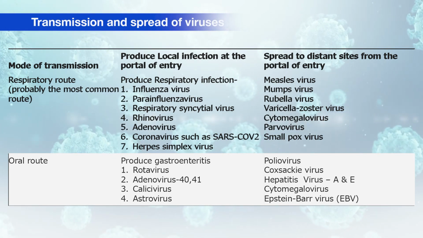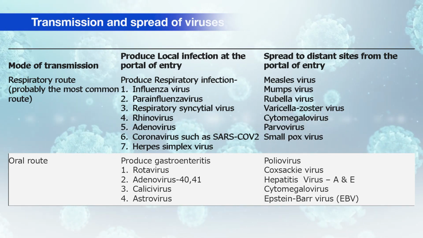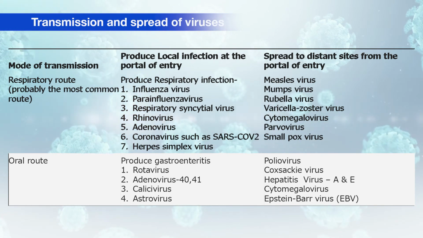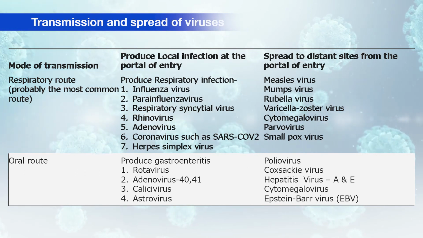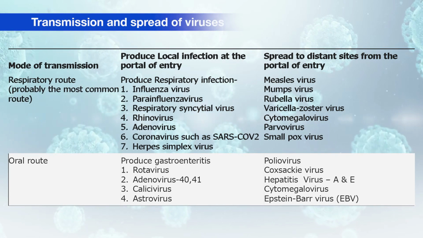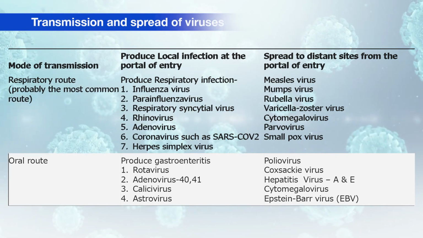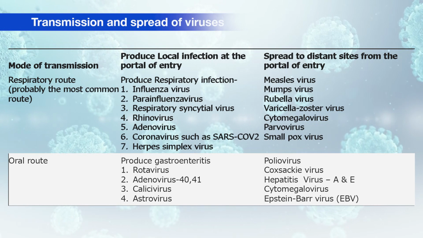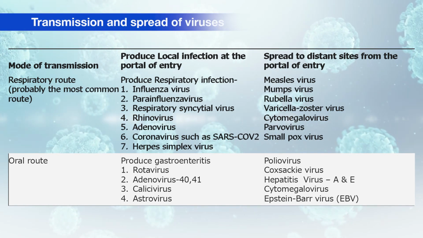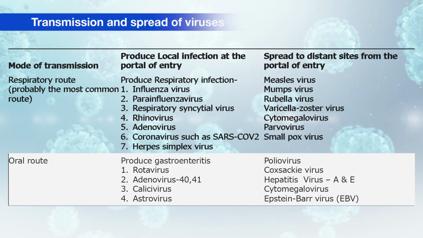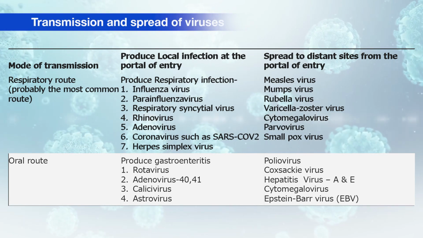Now coming to virus-host interaction in viral infections. In the transmission and spread of viruses, as we see ahead, it can be either through the respiratory route or oral route, as seen in the organisms, which can be either affecting through local infection at the portal of entry or through the spread to a distant site.